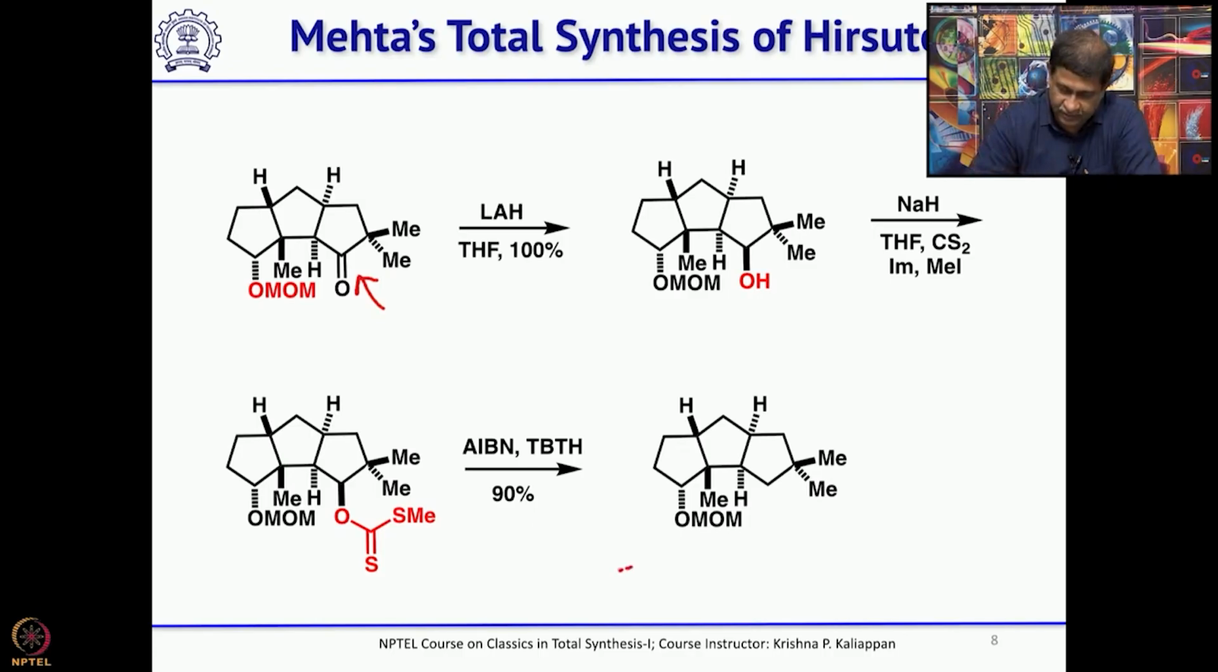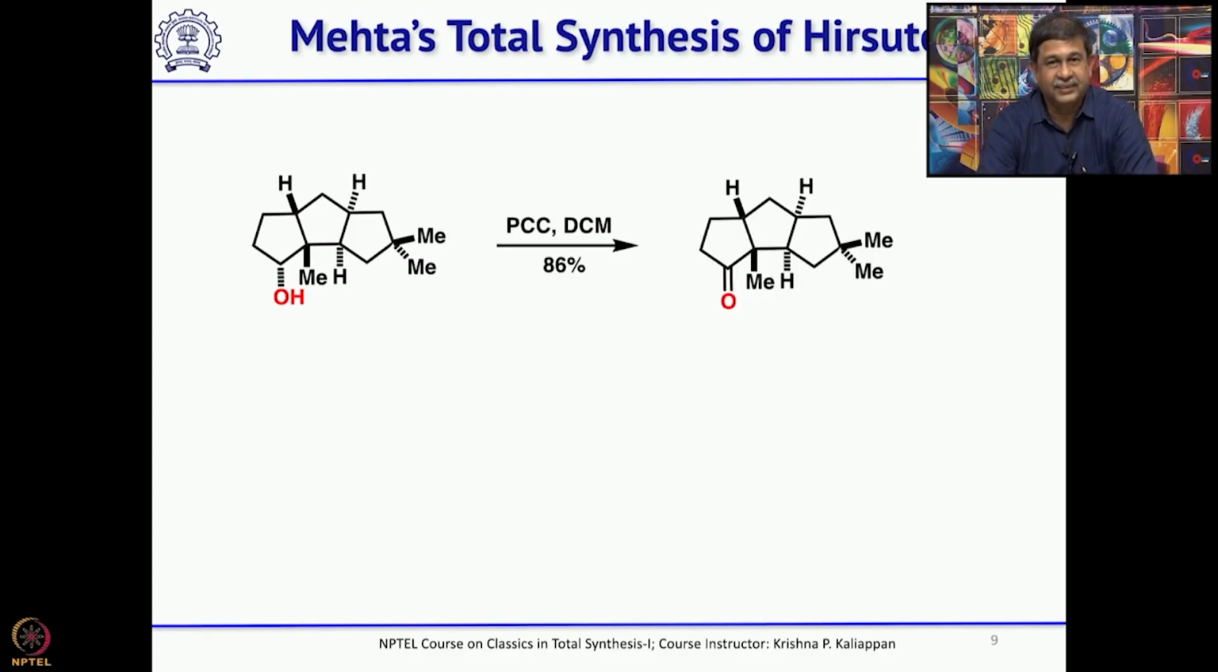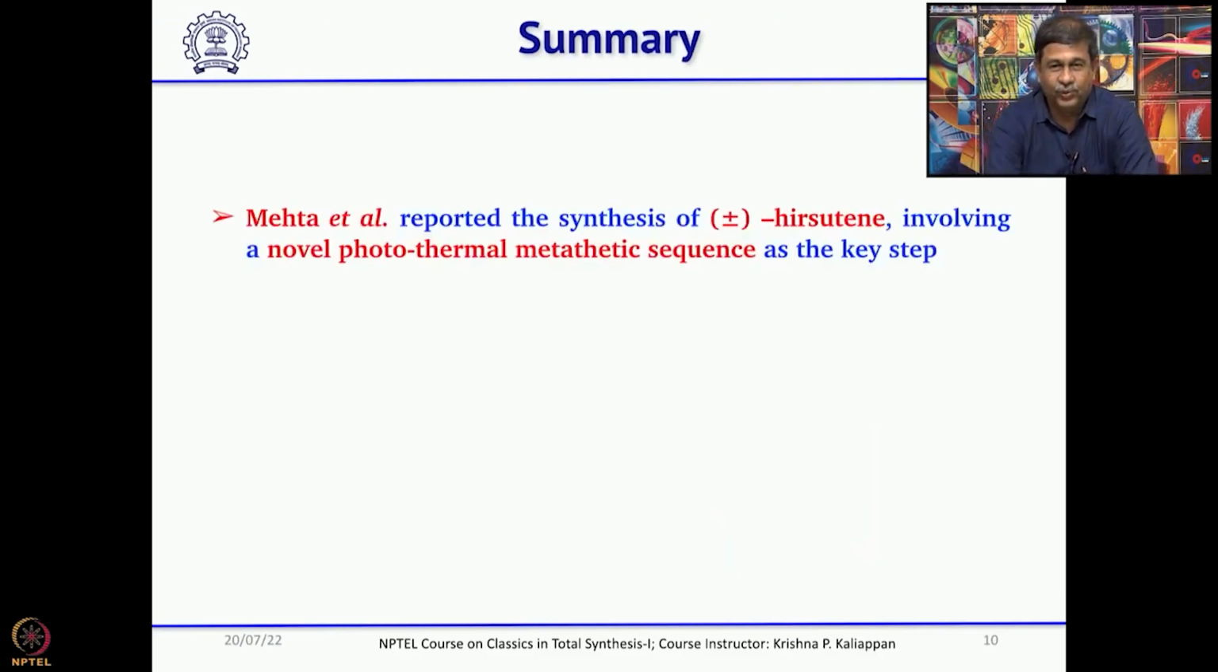Now, what he has to do is to remove the protecting group, oxidize the alcohol and do the Wittig to complete the total synthesis of hirsutene. So, the MOM group was removed under acidic condition to get the corresponding secondary alcohol. The secondary alcohol was oxidized with PCC to get the ketone, then simple methyl Wittig gave the final natural product, that is hirsutene. So, if you look at this synthesis, overall the key step was the photothermal metathetic sequence.